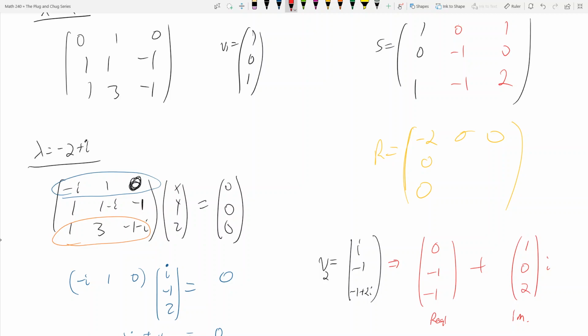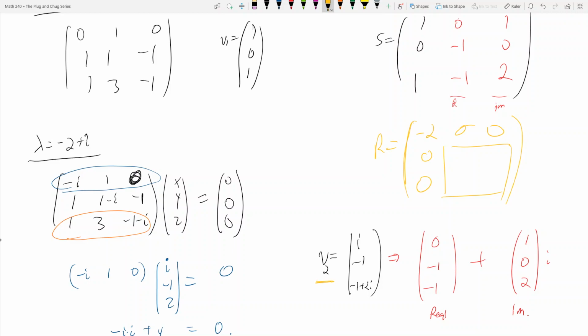I took an imaginary eigenvector, or an eigenvector with complex value entries, split it up into real and imaginary parts, and then stuck those real and imaginary parts in here, into the matrix. So this is the real part, and this is the imaginary part. All right, now, what do I do with this block down here, right? I have a 2x2 block that I still need to fill out. Well, you look at which eigenvalue this eigenvector corresponds to, right? So this eigenvector corresponded to the value negative 2 plus i, right? So lambda is equal to negative 2 plus i. And in terms of a plus bi, we see that a, in our case, is negative 2, and b is equal to 1, right?